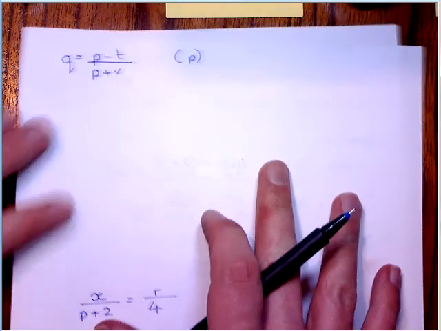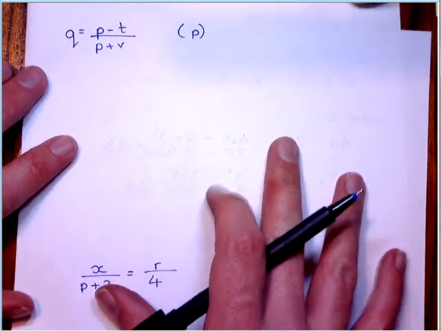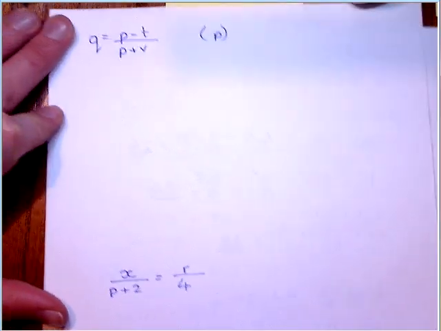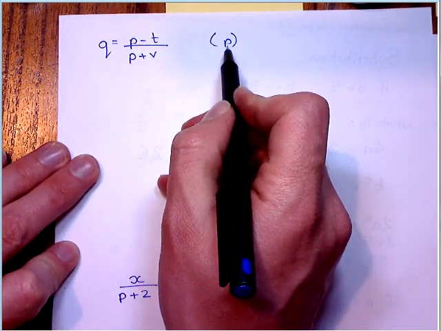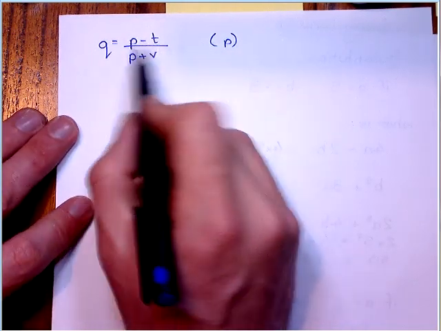Okay, there's two more I want to show you. They're pretty tough. I just need to fold this paper. So, in this situation, we've got a p as the subject, we've got p's all over the show. So we have to deal with this first.